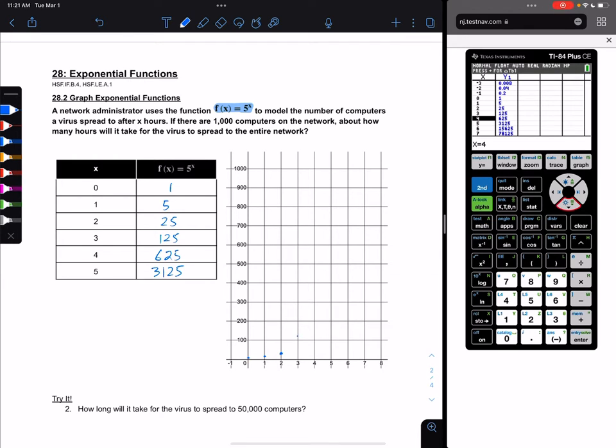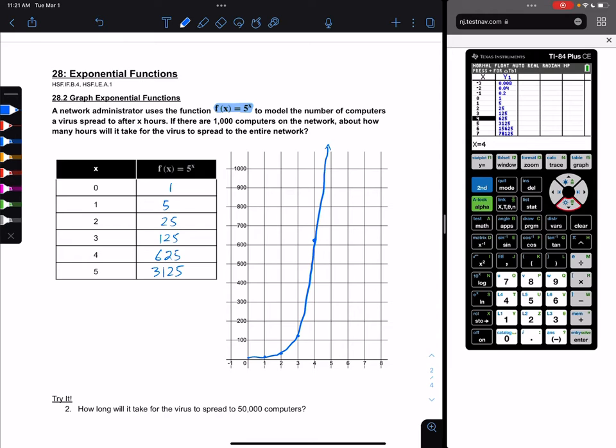3, 125. So now our graph is increasing just a bit faster. 4, 625. That jumps up quite quickly. So we'll say somewhere about there. And then 5 goes with 3,125. That's off of our graph. So we're going to connect these dots, and we're going to do that the best we can. So this is going to go up this way, and then it's going to increase at a very sharp rate.